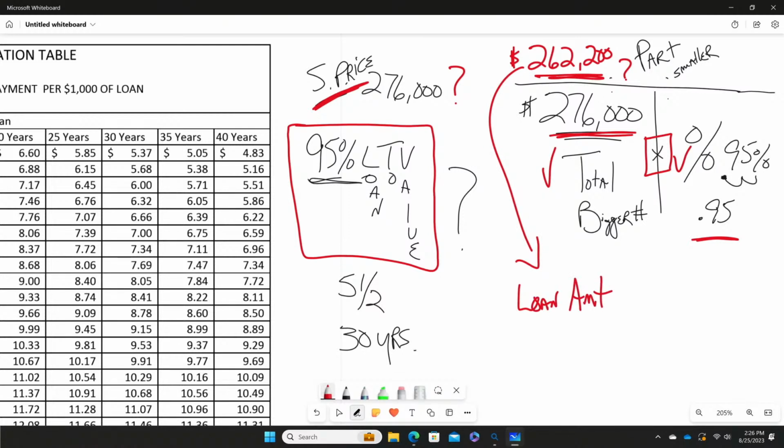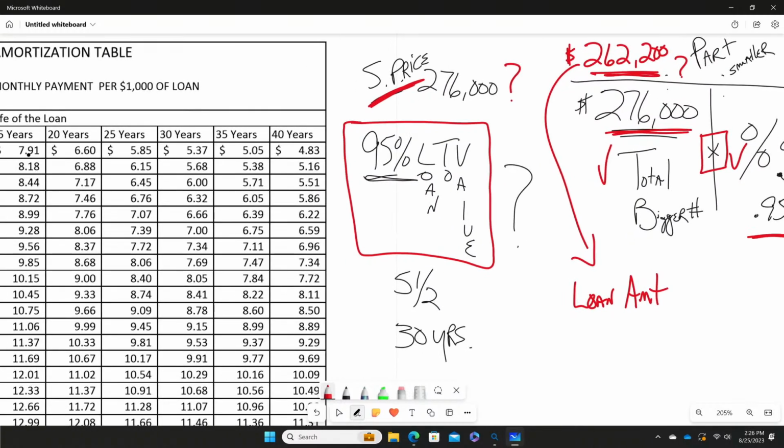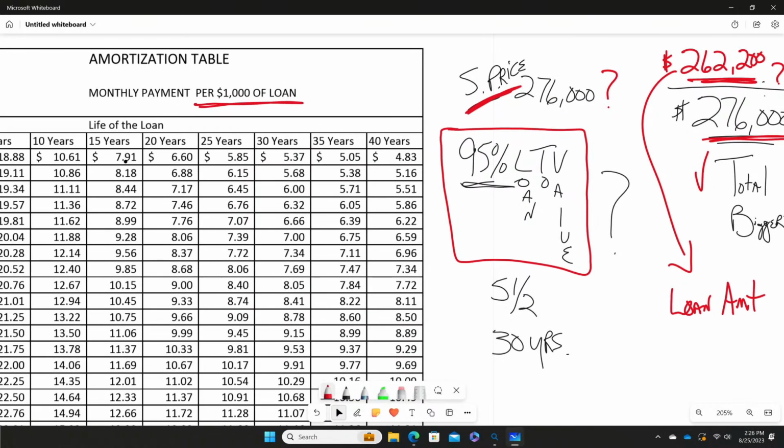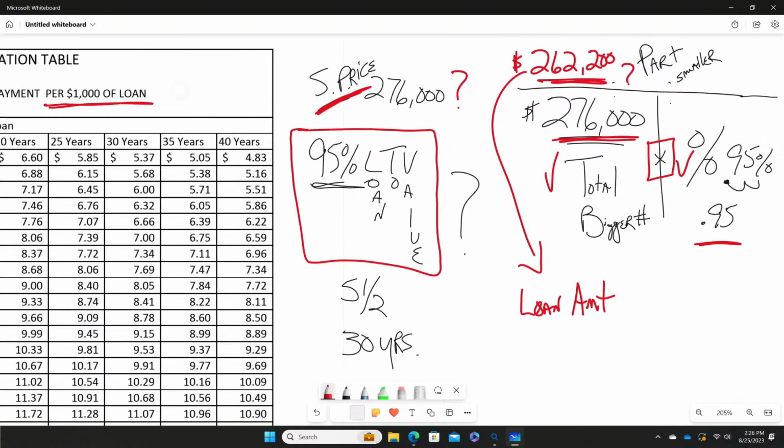This is our loan amount. Now, if we go back to the problem over here, remember it's per $1,000 of the loan amount. So in this case, we would take 262,200 and we would divide it by 1,000, okay? And that gives me 262.20.